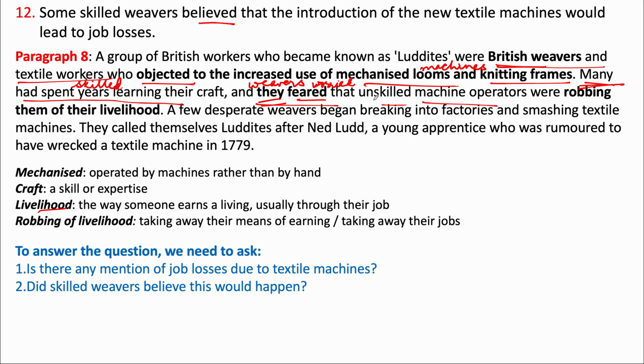The mention of unskilled machine operators might confuse you. These are people operating the machines and they are different from the skilled weavers. The unskilled operators are getting the jobs while the skilled weavers are losing their jobs due to the introduction of textile machines.